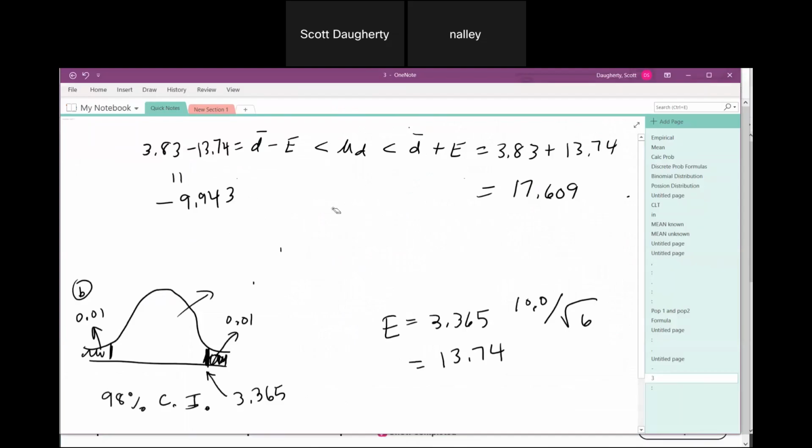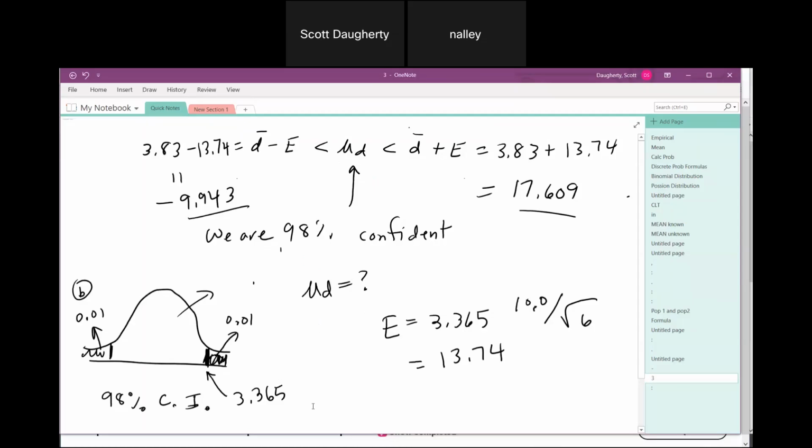Okay, so what does this mean? We're 98% confident that the real mu sub D is somewhere between this number and this number, based upon the sample data that we got, which is a pretty high level of confidence, right? I mean, we don't know what this number is, but based upon the sample data that we got, we're 98% confident that it's between these two numbers.